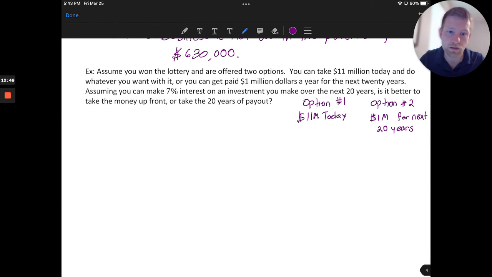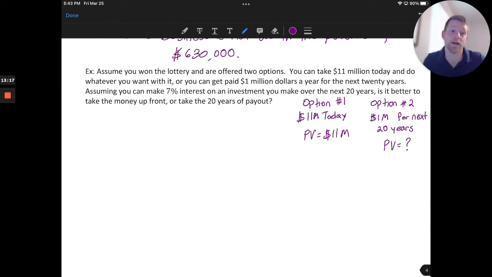Well, let's start with option number one. The present value of that lump sum is exactly that lump sum. So here, the present value of this investment would just be $11 million, because that's how much I have today. It's just the $11 million. Now, the question is, what's the present value of this income stream in option number two? Well, that one's a little more difficult.